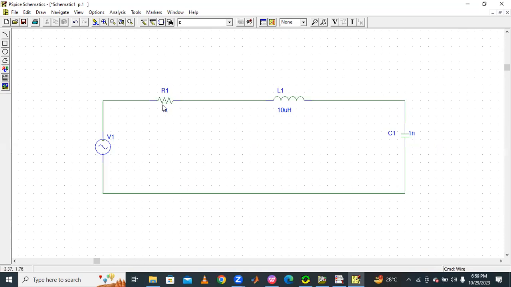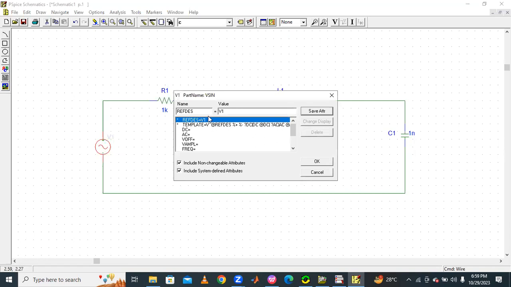So this is the RLC, and this is the V sine source. In this V sine, change the settings like this: DC is equal to 0, AC is equal to 0, VOFF is equal to 0, and VAMPL, the amplitude, is equal to 12.